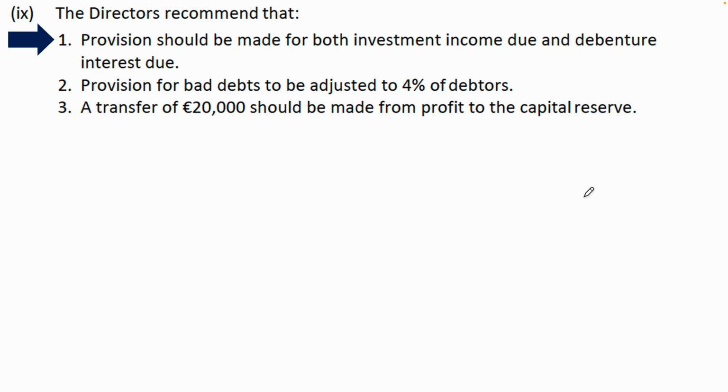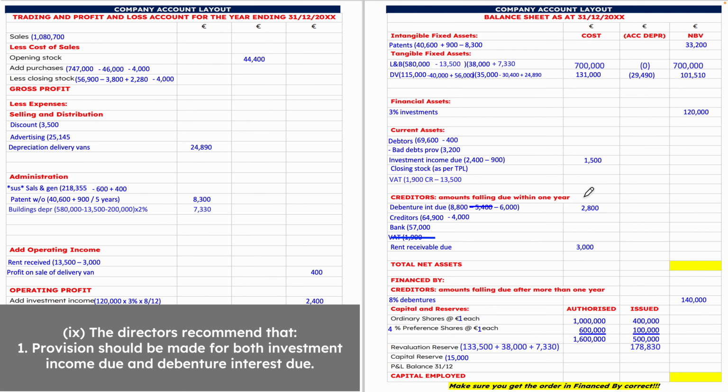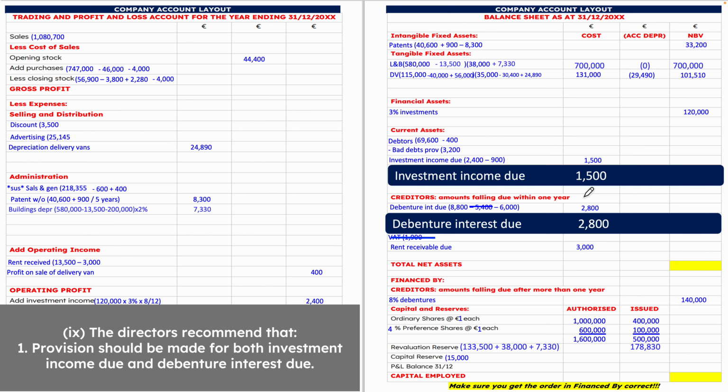Okay, last adjustment, number 9. The directors recommend that, number 1, provision should be made for both investment income due and debenture interest due. So luckily for you, you have it done practically, okay? So you had 2400 minus 900, 1500 euro for investment income due. And then debenture interest due, you had your 8800 minus the 6000. So that's 2800.